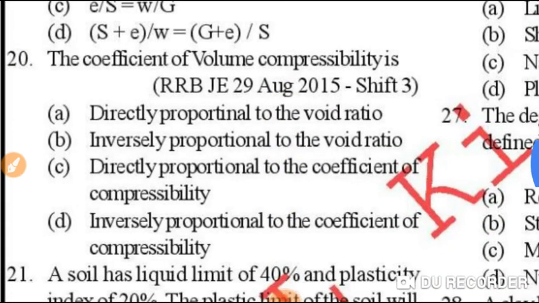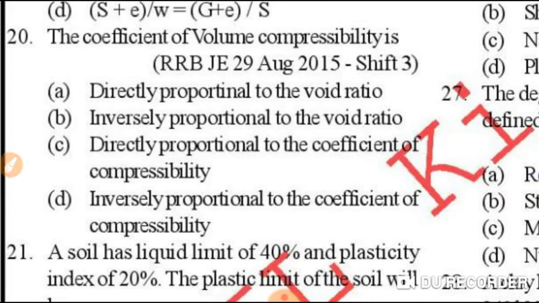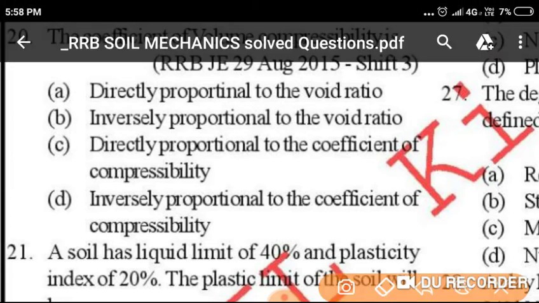Question number 20. The coefficient of volume compressibility is directly proportional to void ratio, inversely proportional to void ratio, directly proportional to coefficient of compressibility, or inversely proportional to coefficient of compressibility. So the coefficient of volume compressibility is directly proportional to the coefficient of compressibility, that is option C is the correct answer.